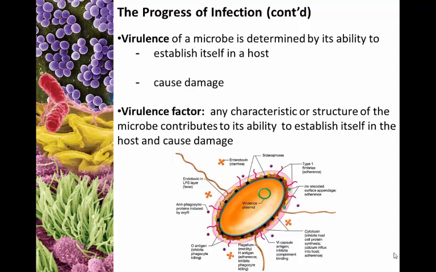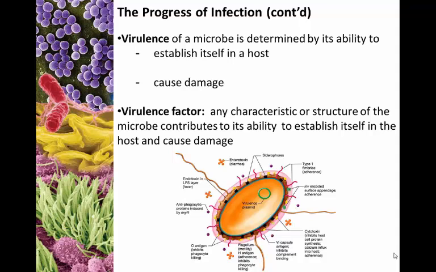Now, when we talk about virulence, it's the organism's ability to establish itself in a host, which will include what we term establishment or attachment and defeating the host defense, and the ability to cause damage. A virulence factor will be any characteristic or structure. This will include things like proteins, enzymes, secretions, okay, that contribute to the organism's ability to, again, fulfill those 5 requirements of infection, establishing itself and doing things like causing damage.